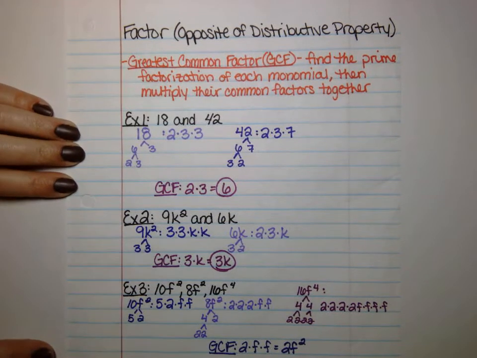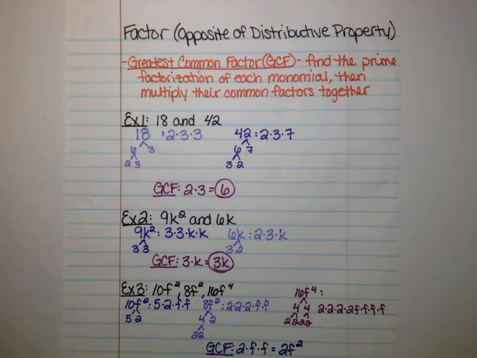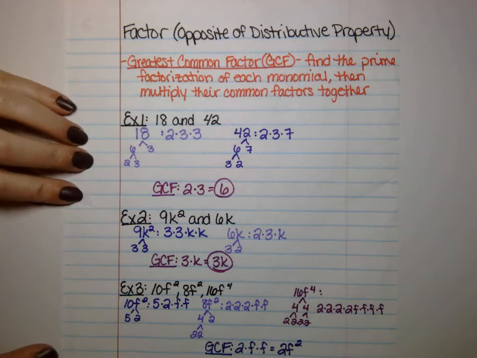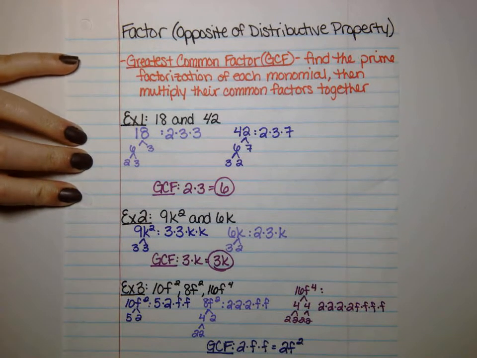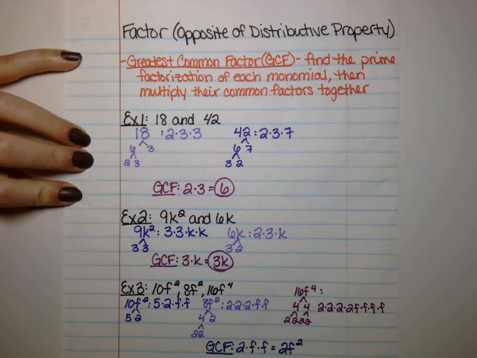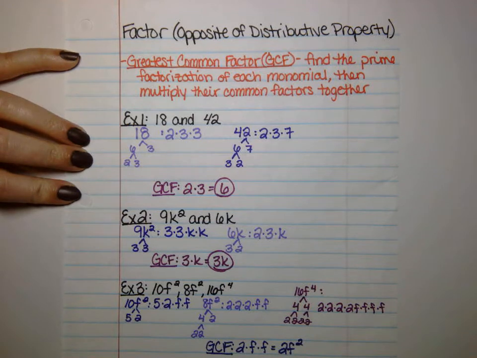Factoring is basically the opposite of the distributive property. So instead of multiplying everything through, you're going to divide similar pieces out of each term that you're talking about. So you're going to think about the greatest common factor, or the GCF, of all of the terms. The GCF is the prime factorization of each monomial. Then you're going to multiply their common factors together.